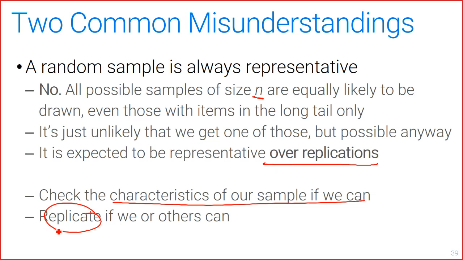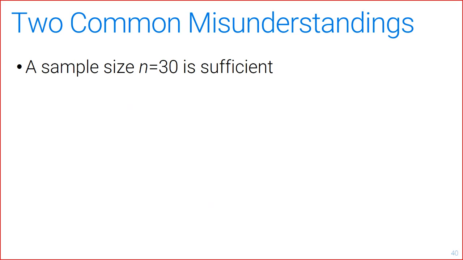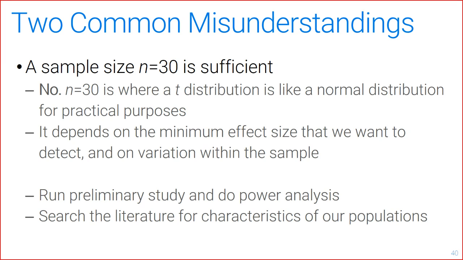And the other one is this magic number of 30. There's a lot of people saying, you know, how many people do I need, or how many of whatever it is that I'm studying do I need? And the magic answer is somehow 30. And this is incorrect. 30 is just a number where we have something happening in terms of statistics, but that's really not the answer to the problem. It depends on what is the minimum effect size that you want to detect.